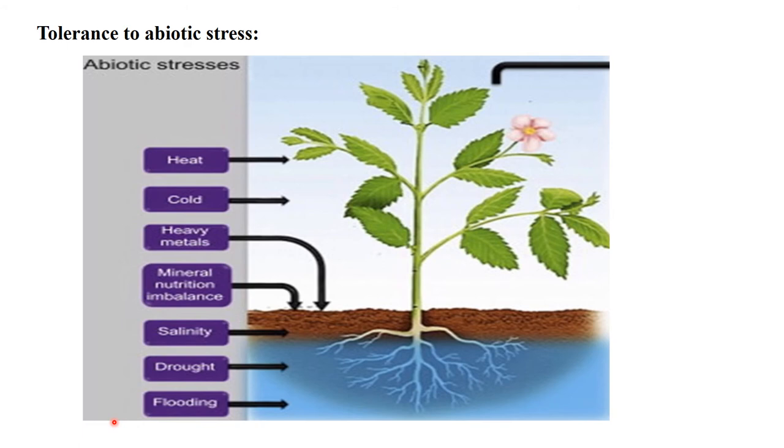For example, when we introduce the halophyte plant gene in the plant, then the plant will be halophyte resistant. Okay, so tolerance resistance plants are the resistance against different types of stress.